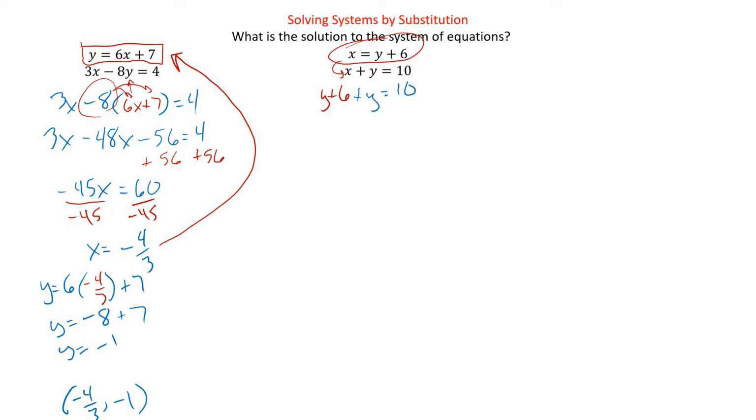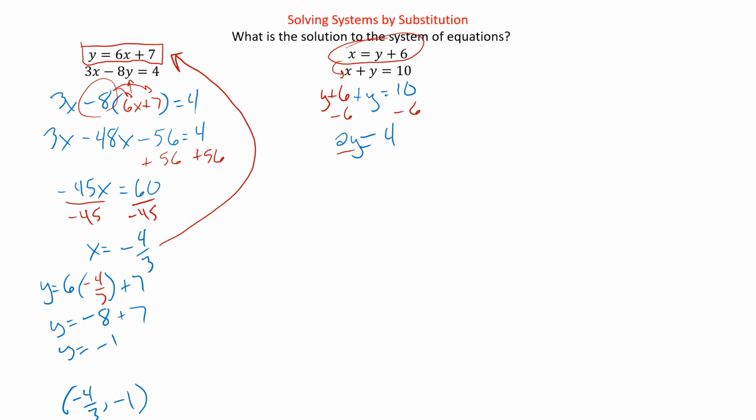We can get rid of all the stuff that's not the variables. So minus 6, minus 6. We can combine our like terms. We have y plus y is 2y equals, there we go, 10 minus 6 is 4.